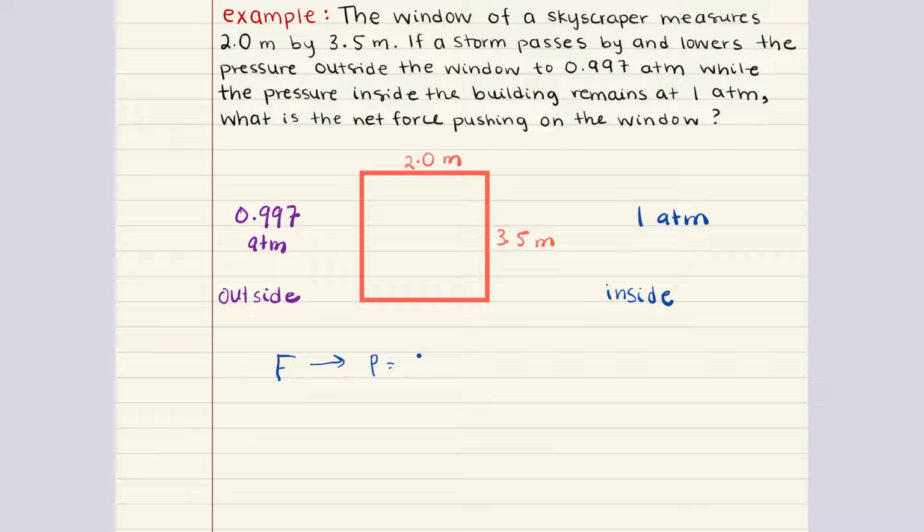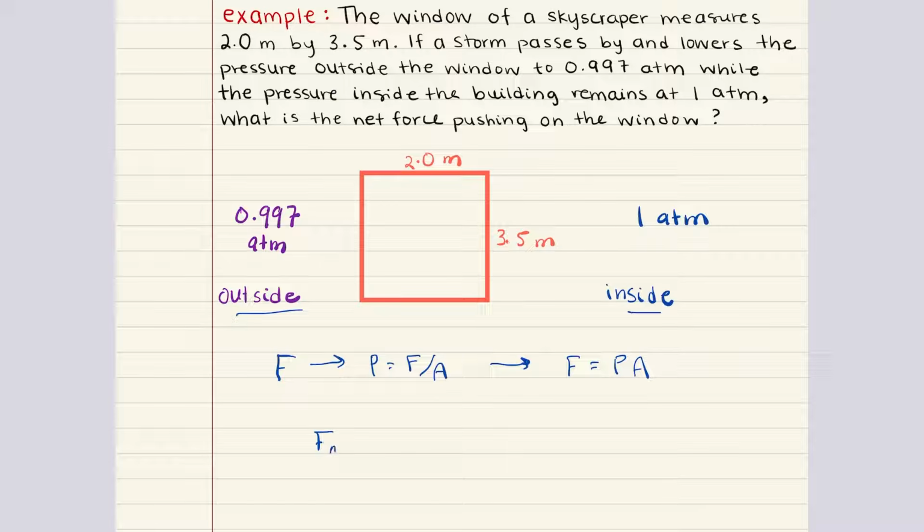Pressure is equal to force divided by area. If we were solving for force, we can rearrange this equation to get that force is equal to pressure multiplied by area. Now, because the pressures are different on the two sides of this window, there's going to be a net force pushing on it in the direction of the lower pressure, which is outside the window. The difference in pressure itself can then be used to determine the net force.